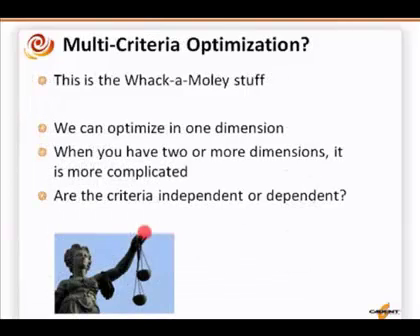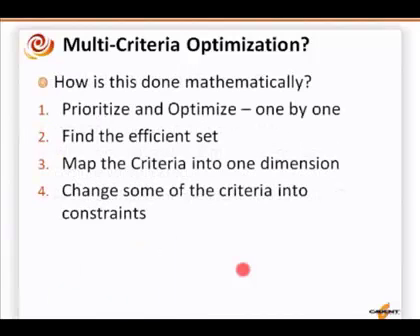And what is multi-criteria optimization? What are we talking about here? This is that whack-a-mole stuff. If you go back to that whack-a-mole picture, we can optimize human beings mathematically. We can optimize in one dimension. When you have 2 or more dimensions, it becomes a very complicated operations research kind of problem. And you have to ask the question, are the criteria even independent or dependent? We've got the balance of the scale because it truly is a balancing act.